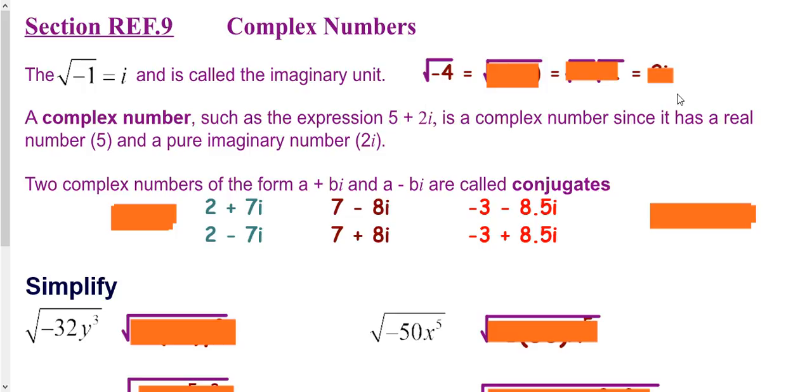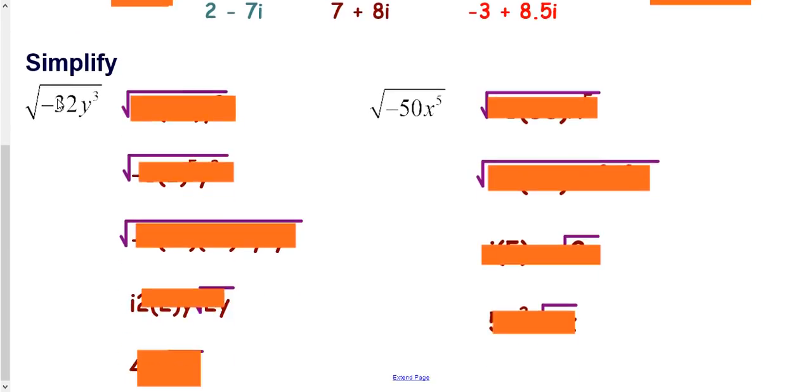Now, keep in mind that the square root of -1 is i. So i's will only show up if you're dealing with square roots and a negative inside of your square root. i's will not show up if you're dealing with an odd root or something along those lines. So we're going to go ahead and take a look at these two problems.